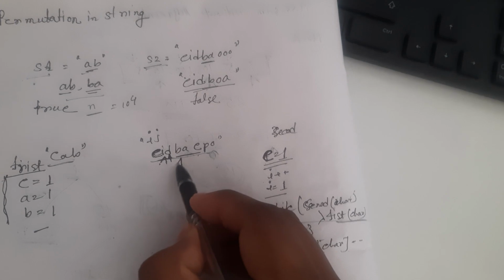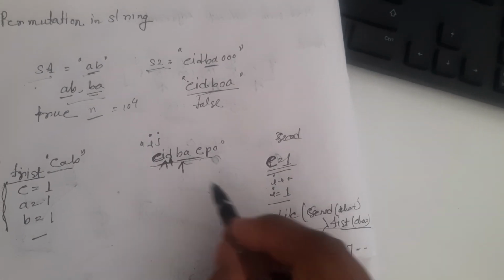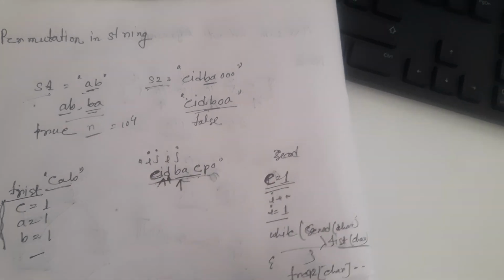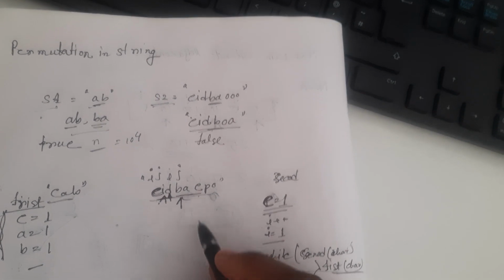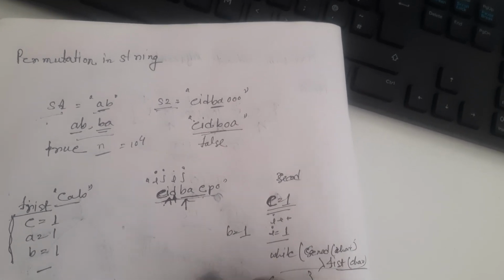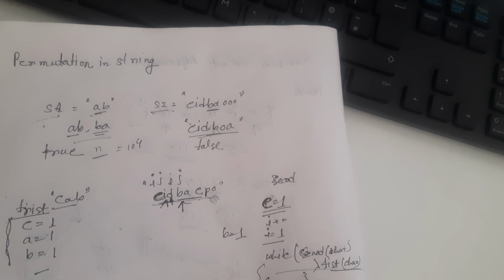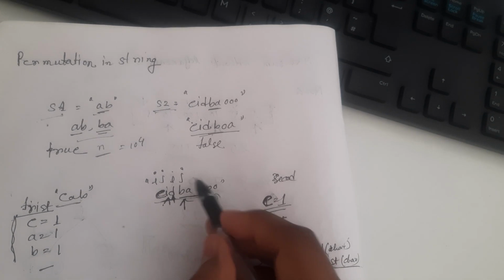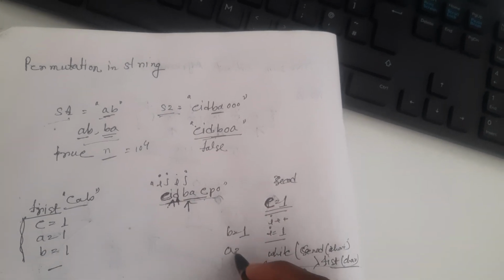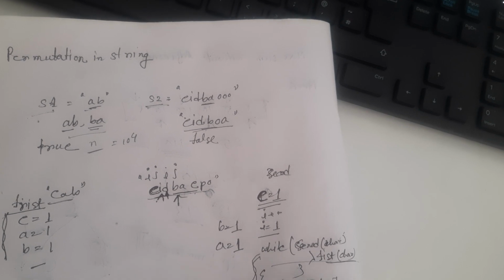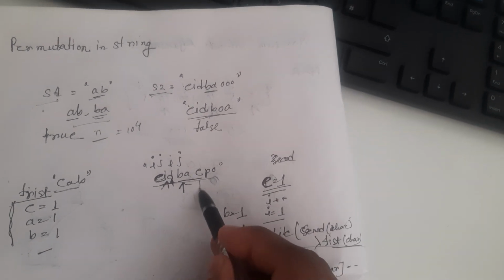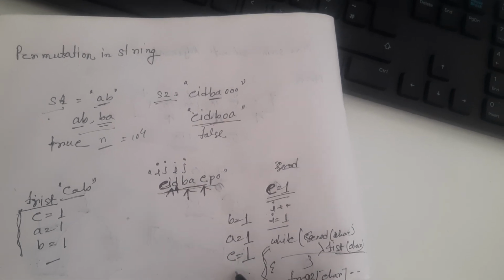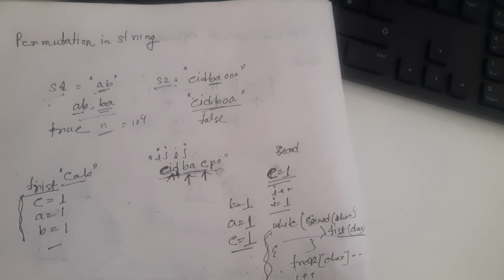We again come to B. Now i is here and j is at B, so we increase the frequency of B to 1. The condition is false, so we again increment j. We increment the count of A to 1, and the condition is again false. So we come again here to C, and we increment the count of the C character to 1.